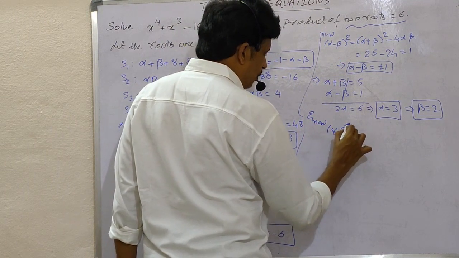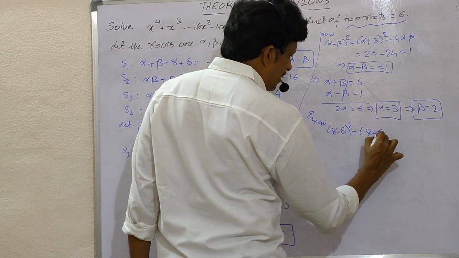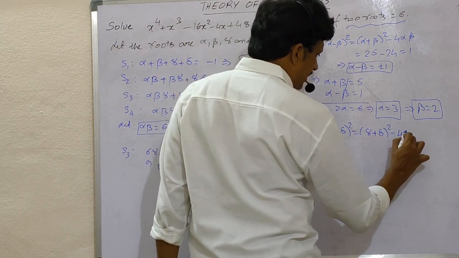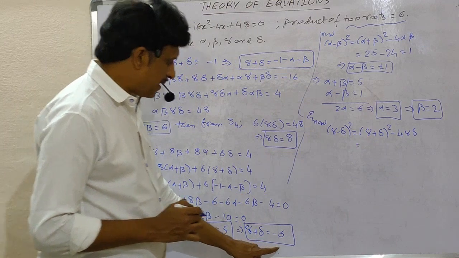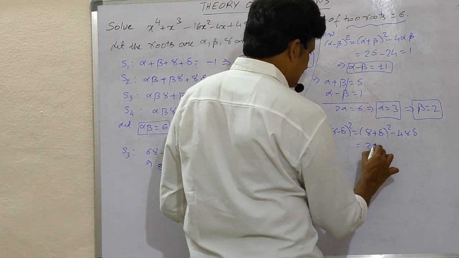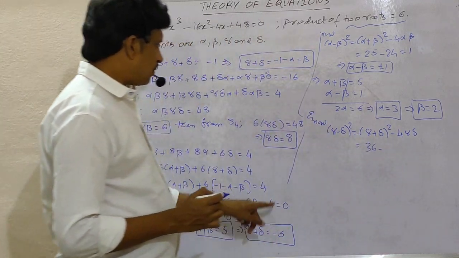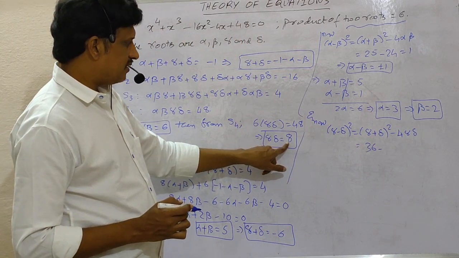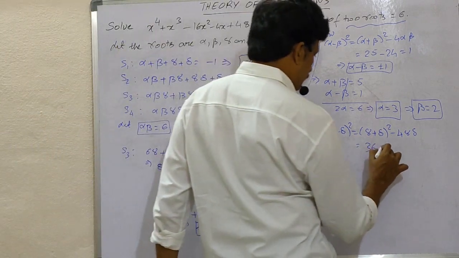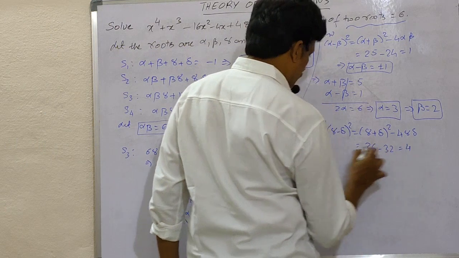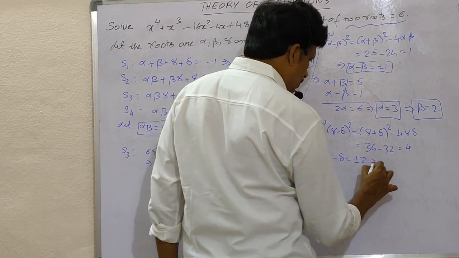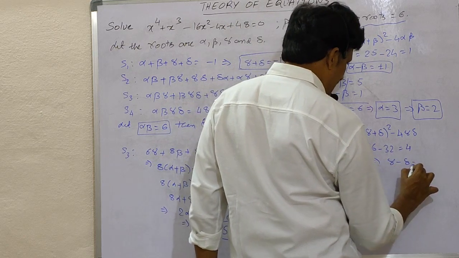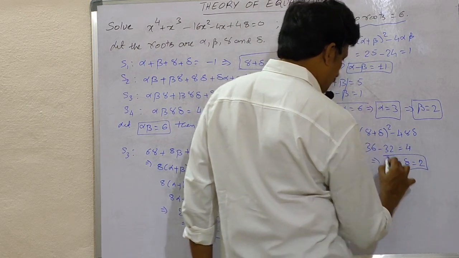And now, (gamma minus delta) whole square is equal to (gamma plus delta) whole square minus 4 into gamma delta. That is equal to (gamma plus delta), that is minus 6 whole square, 36, minus 4 into gamma delta, that is 8. 4 into 8, 32. So that is 4. It gives the value of gamma minus delta as plus or minus 2. So usually we will take gamma minus delta equal to plus 2.